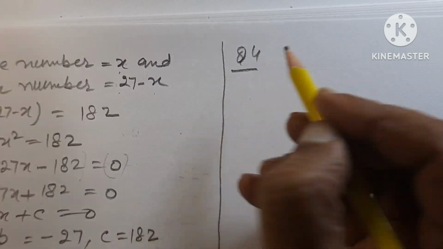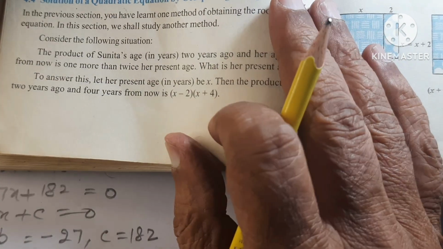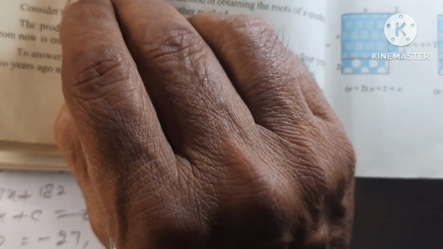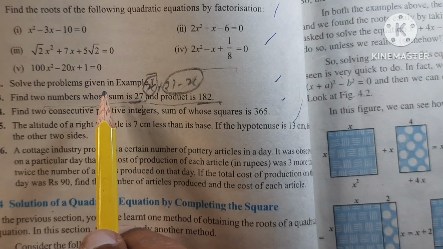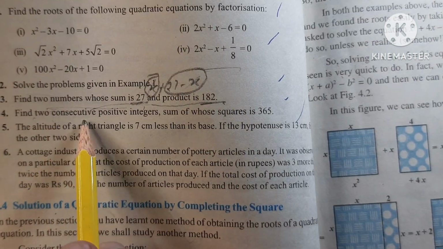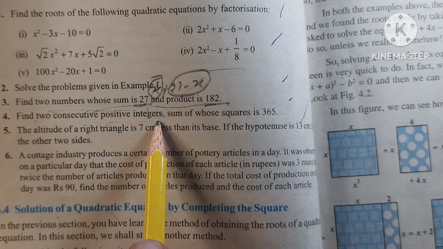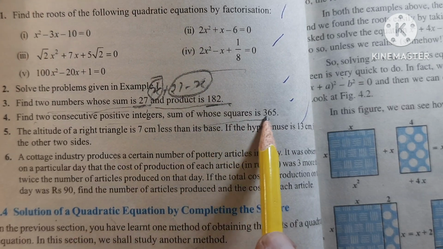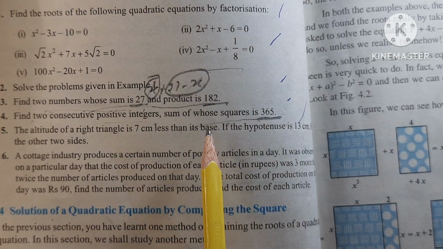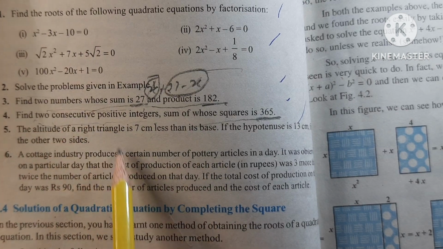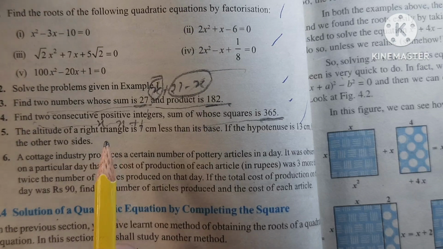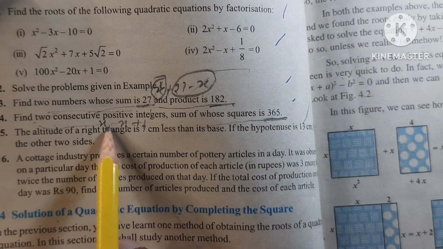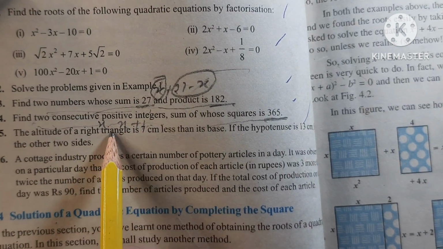Question 4. Let us read the question. Find two consecutive positive integers, sum of whose squares is 365. So two consecutive positive integers can be x and x plus 1.